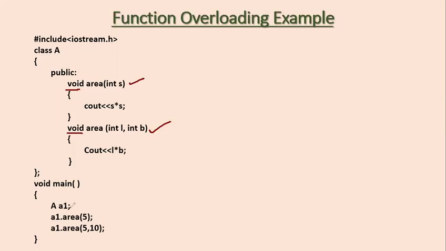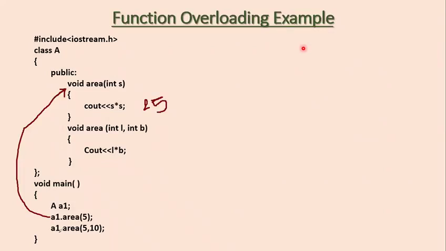After that, in void main, I have created one object A1, and using this A1, I am calling the function area. Here I have passed only one value, so it is going to call the area with a single argument. It is going to execute this cout s into s, so it is going to display 25.